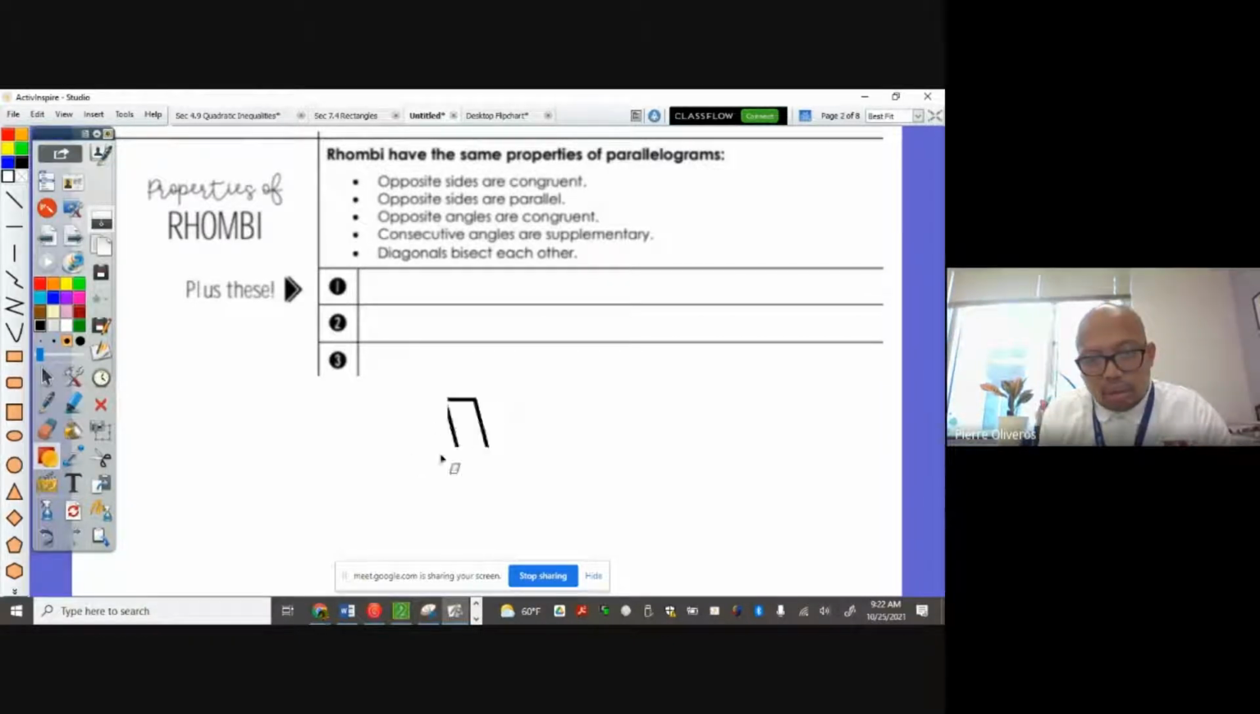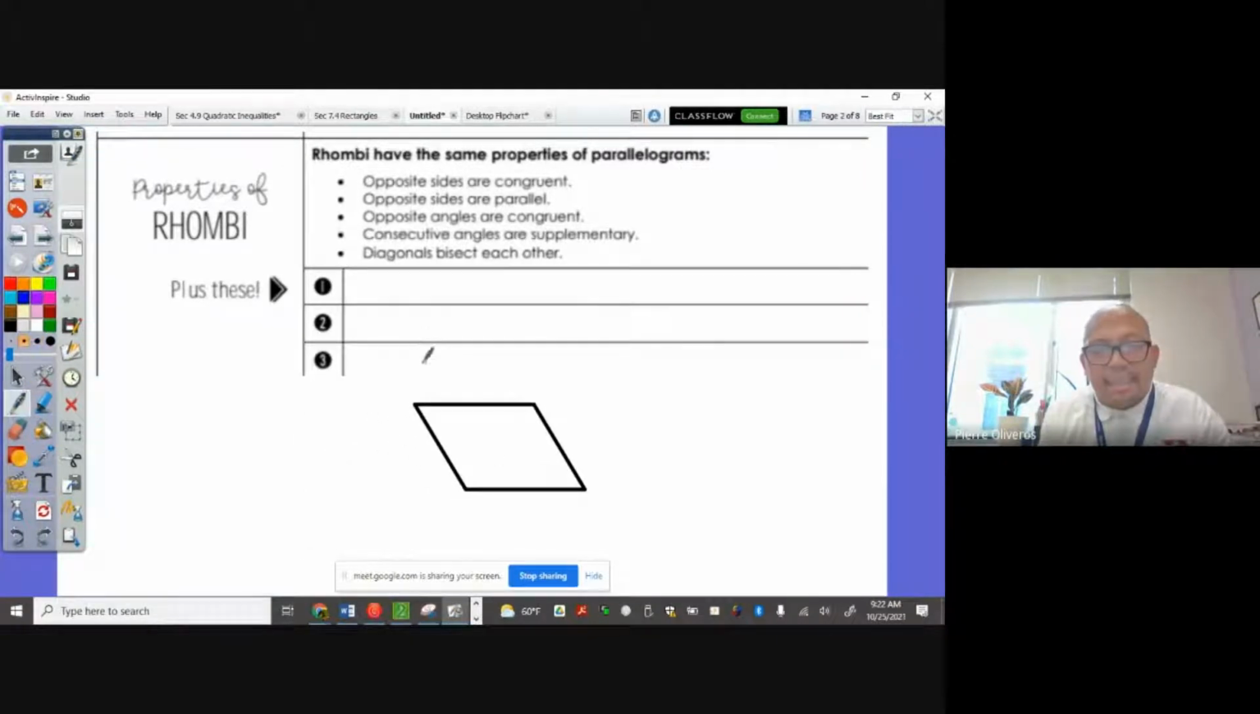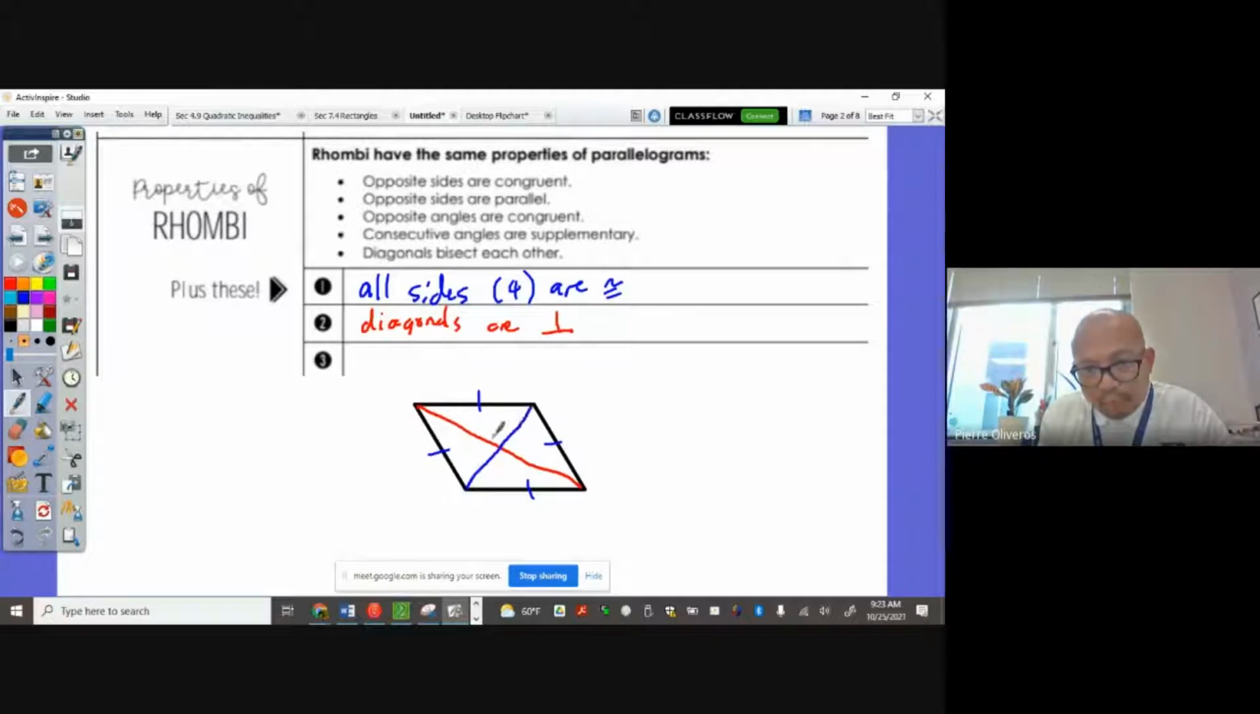Where's our rhombus here? There you go. This could be a rhombus. The other thing that I would like to add is that all four sides are congruent, so these sides are all congruent. Next, the diagonals are perpendicular. So the red diagonal and the blue diagonal form a 90-degree angle here because they are perpendicular.